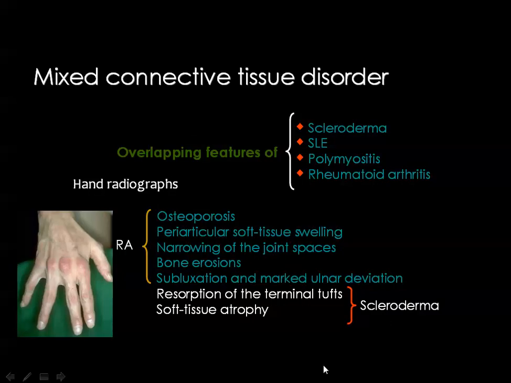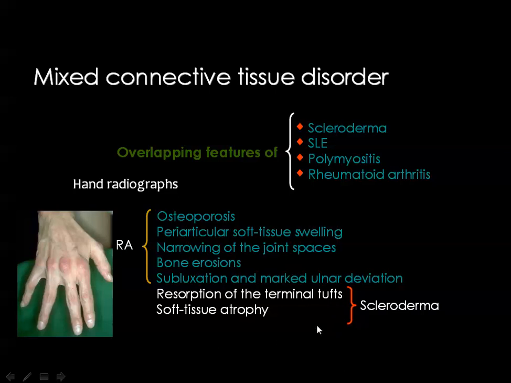Mixed connective tissue disorder is a disease that has overlapping features of many of the previously mentioned arthropathies, including scleroderma, systemic lupus erythematosus, polymyositis, and rheumatoid arthritis. Manifestations similar to rheumatoid include osteoporosis, periarticular soft tissue swelling, narrowing of the joint spaces, bone erosion, subluxation, and ulnar deviation.